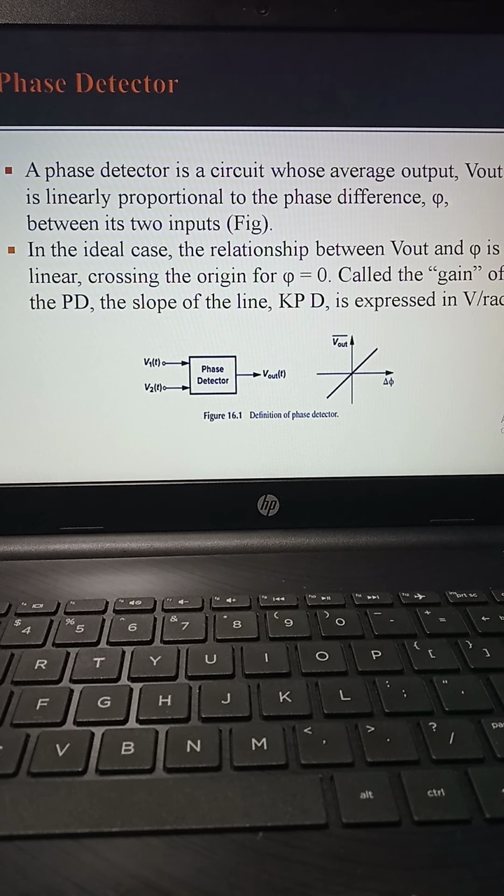The two inputs are V1 of t and V2 of t, the output is Vout of t, and the phase difference is represented as phi. In the ideal case, the relationship between Vout and phi is linear, crossing the origin for phi equals 0. The slope of the line is called the gain of the phase detector, represented as K of phase detector, and is expressed in volts per radian.